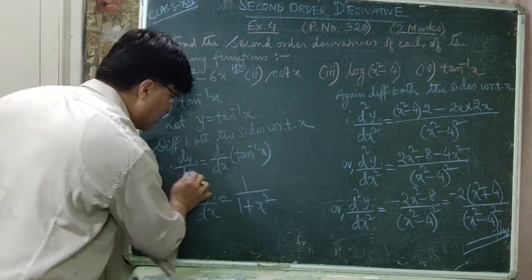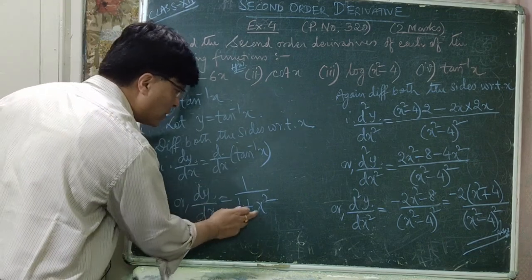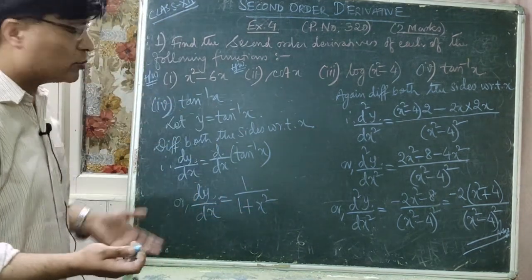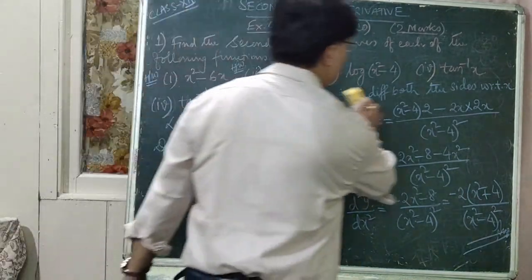यो स्टेप लेखिरहनु जरुरी छैन. डाइरेक्ट हामी dy by dx is equal to 1 upon 1 plus x square लेखेर भइगयो. That is, what is the differentiation of tan inverse x? It is 1 upon 1 plus x square, right?